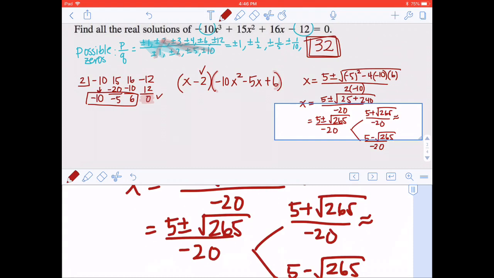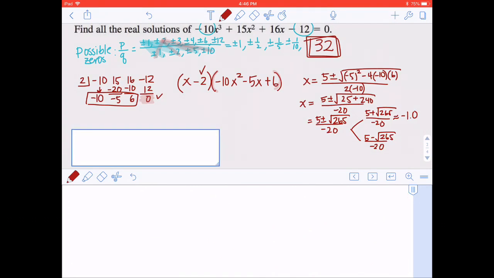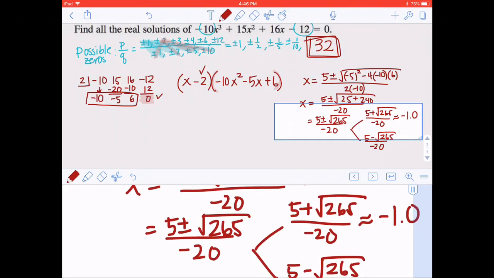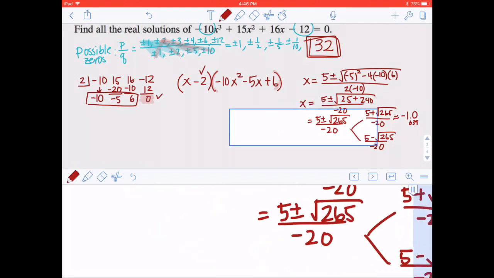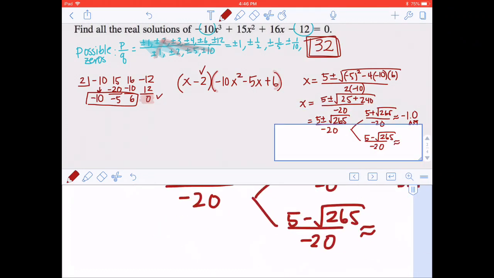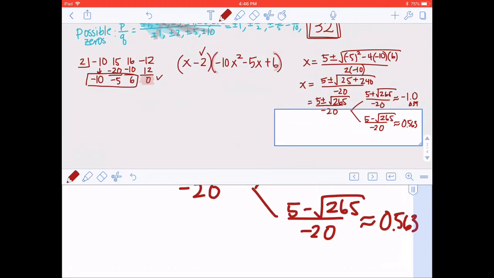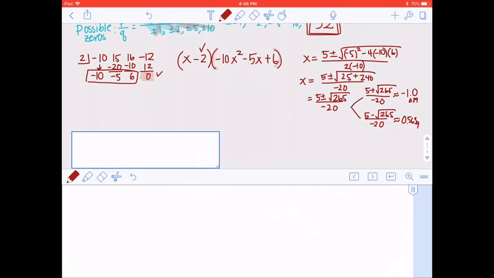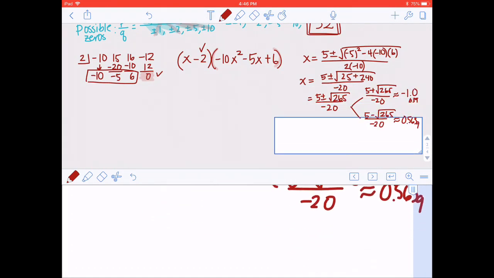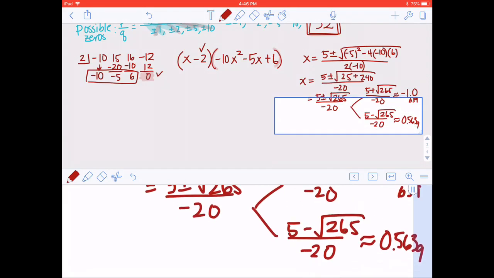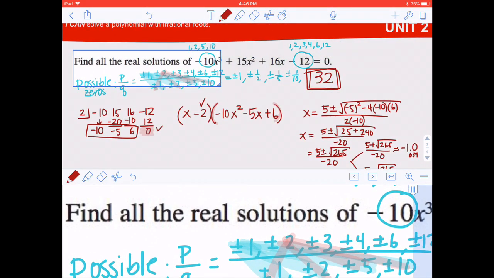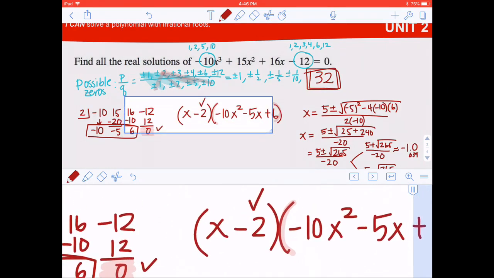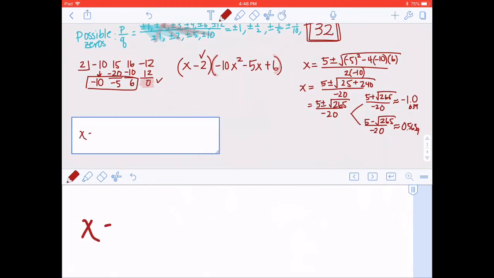So when you plug it into your calculator, we're going to get approximately negative 1.0, 0.639. And this one is going to give us approximately 0.563. Okay, so those are your other two zeros here. So we were trying to find all of the real solutions. All of our real solutions are x equals 2.